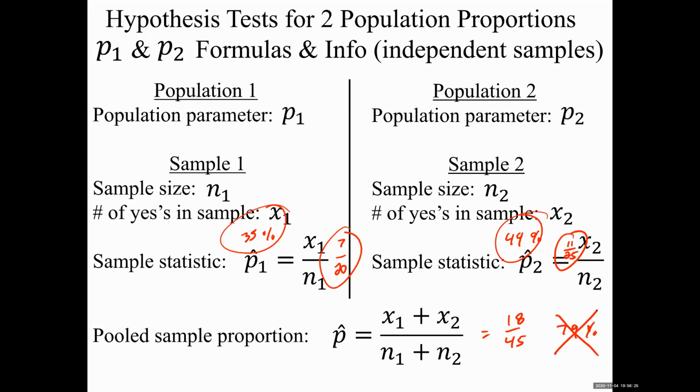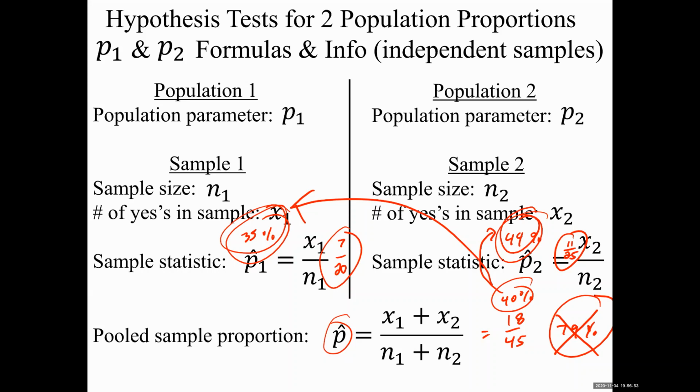Okay, you don't do that. You do what I said. Add the tops, put on the top, add the bottoms, put on the bottom. Let me calculate 18 over 45 just so you know what the actual answer is. The answer in this problem is 40%. So just so you know, don't add the percentages. P hat is going to be between P1 hat and P2 hat. It's going to be somewhere in the middle. So you definitely don't add them. Then you're going to get something much bigger, and that's definitely wrong.